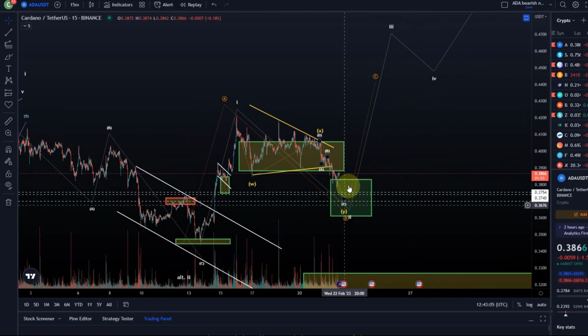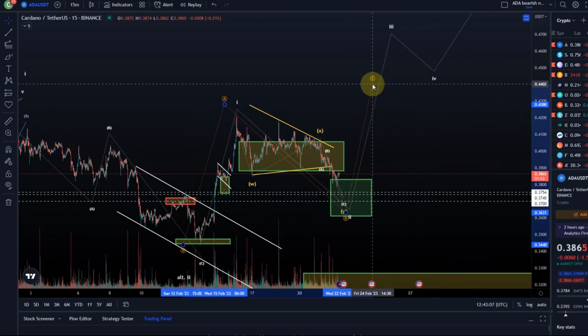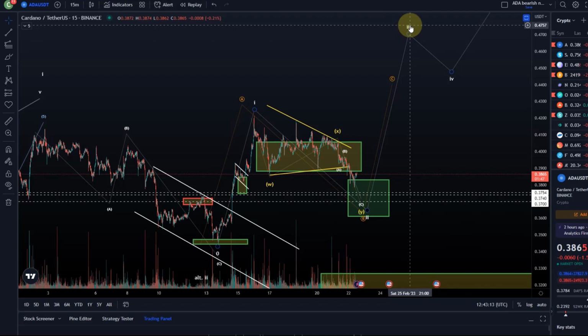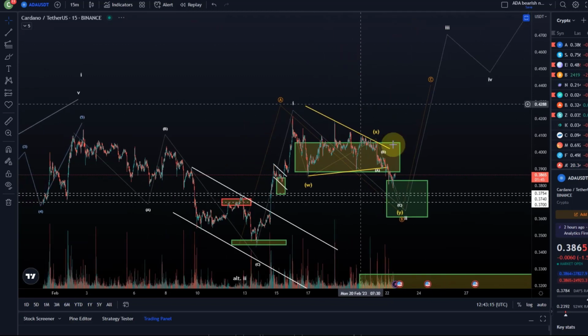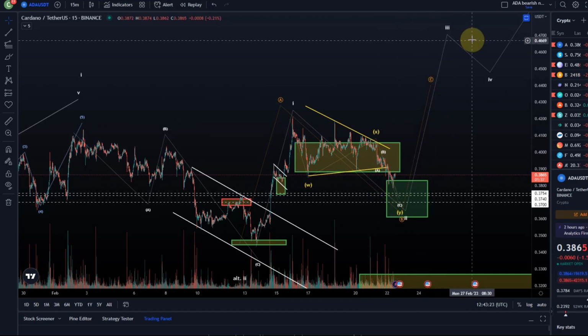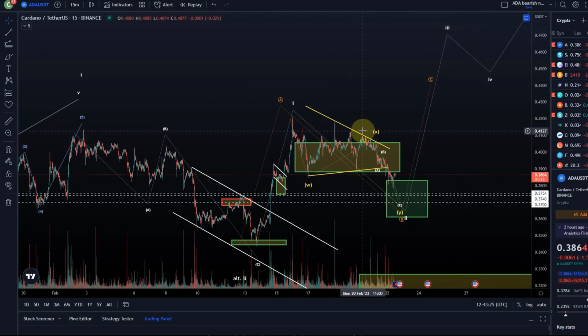Okay, and then in the move up, we should be heading up either in a C wave, which is sort of limited to 44 cents, we talked about that in the last video, or a third wave, which would be the more bullish setup. But we're not there yet. First of all, let's see how far we actually come down, if we can change the trend. And if we can change the trend, then we can talk about targets for C and 3.